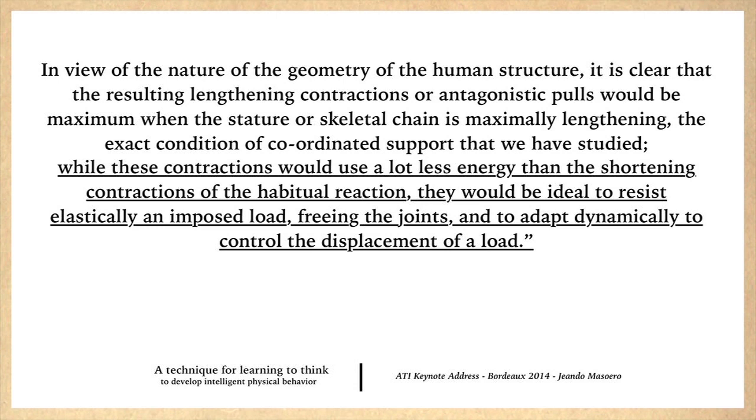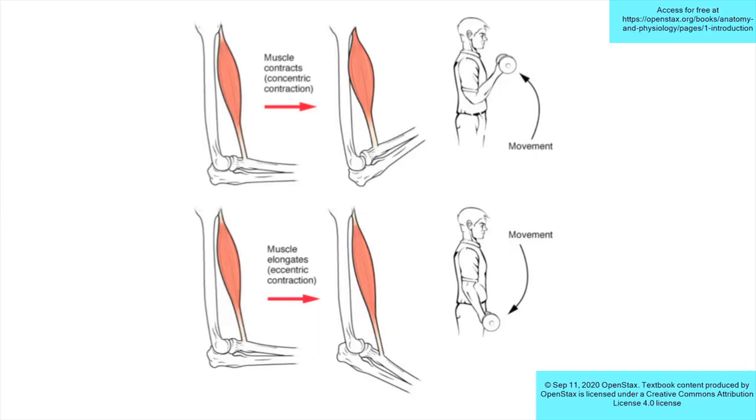While these contractions would use a lot less energy than the shortening contractions of the habitual reaction, they would be ideal to resist elastically an imposed load, freeing the joints, and to adapt dynamically to control the displacement of a load. Lengthening contractions are understood to generate more force with less energy input.